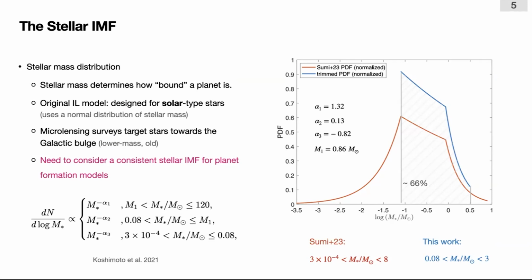So we consider this broken power law from Hoshimoto et al. 2021. The PDF of this mass function is shown in the figure on the right, in the red curves. We consider a more conservative stellar mass range from roughly brown dwarf mass to 3 solar masses, because we don't have enough understanding of how planet formation goes on around very low mass or very massive stars. So we're sampling about 66% of the stellar mass sample as in Sumi et al. 2023.